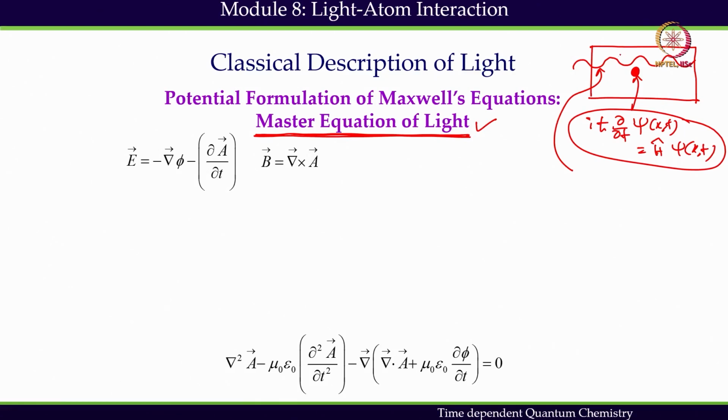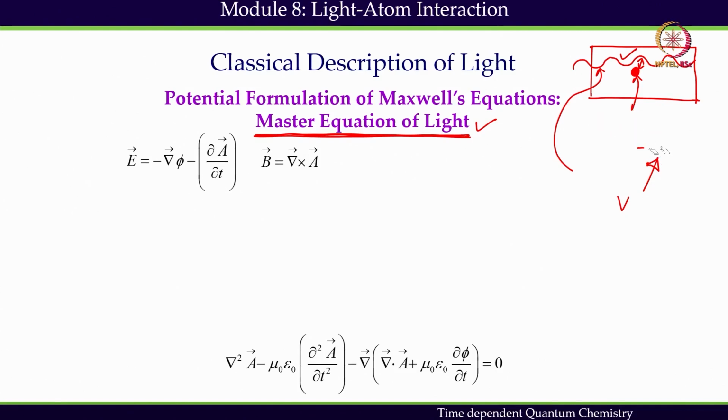Once I know how to represent it, I will be able to find out the interaction between this and this by changing the Hamiltonian, because in the Hamiltonian we will then have a potential term which will be introduced as an interaction term. So that's the ultimate motivation for doing all this formulation.